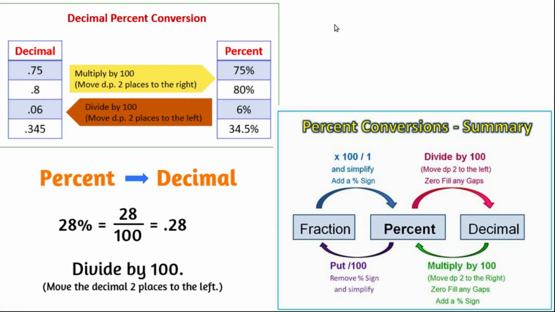Okay, we'll summarize the whole session here. Decimal percent conversion: to convert decimal to percent, just multiply by 100. Percent to decimal, divide by 100. So here we have a few examples. Again percent to decimal, just divide by 100.